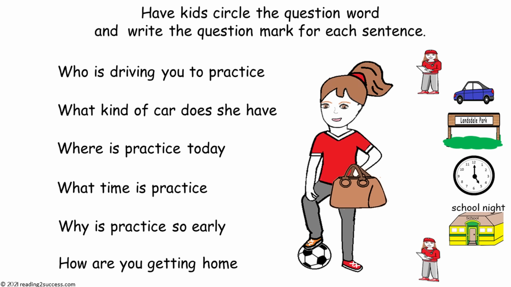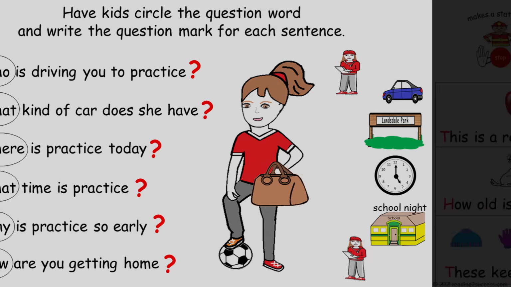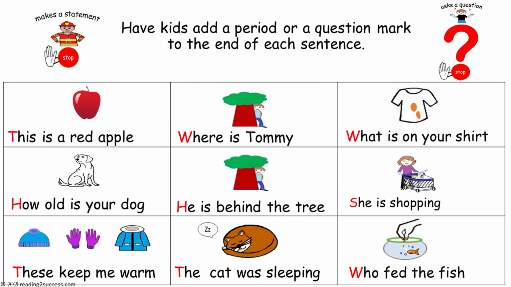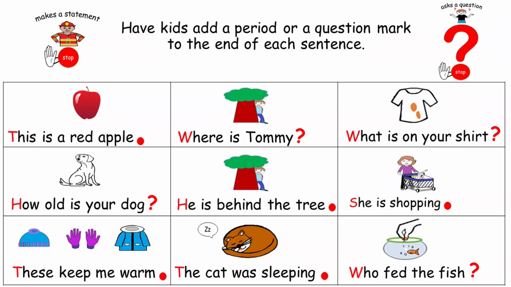In this activity, have kids circle the question word and write the question mark for each sentence. This is the completed example. Now have kids add a period or a question mark to the end of each sentence. This is the completed example.